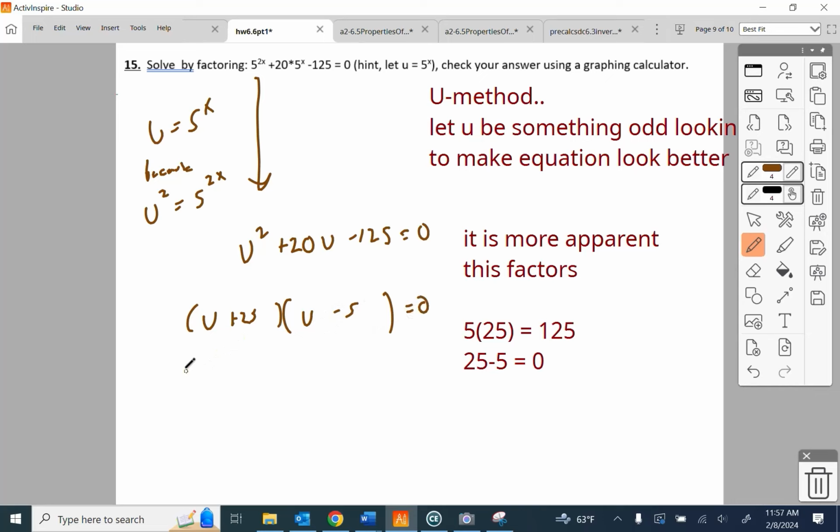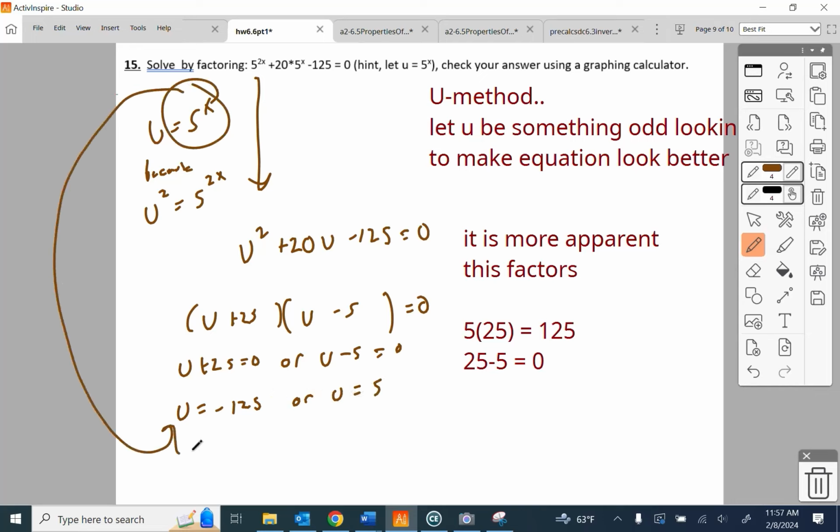And then I use the zero product property. u plus 25 is 0, or u minus 5 is 0. So u is equal to negative 25, or u is 5. And then I go back and I do substitution. 5 to the x equals negative 25, or 5 to the x equals 5. And by the way, that 5 has an understood exponent of 1. So this one's easy. This is x equals 1. This particular problem is easy if you understand numbers. So let me write that out somewhere.